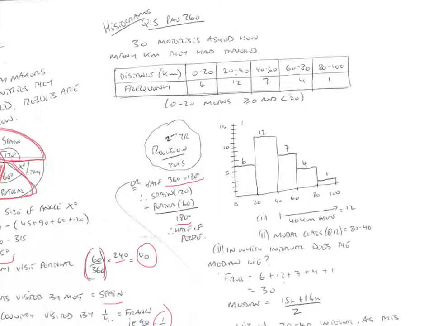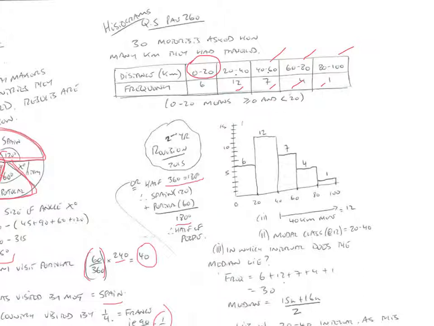Let's look at a histogram. 30 motorists were asked how many kilometres they had travelled. So we have the distance here, and we have the intervals 0 to 20, 20 to 40, 40 to 60, 60 to 80, 80 to 100. We can see that 6 motorists travelled between 0 and 20, 12 between 20 and 40, 7 there, 4 and 1. And just remember that this 0 to 20 means greater than or equal to 0 kilometres and less than 20 kilometres.